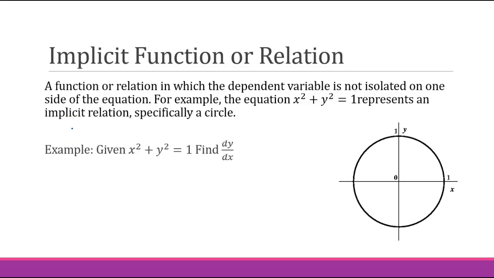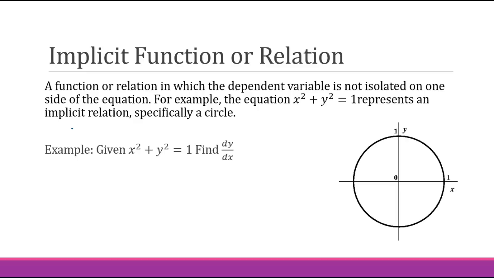Now let's define an implicit function or relation. A function or relation in which the dependent variable is not isolated on one side of the equation. So for example, the equation x squared plus y squared equals 1 represents an implicit relation, specifically a circle.